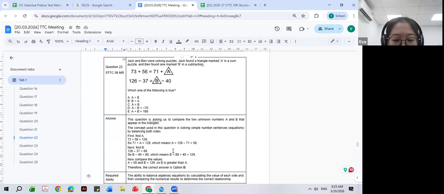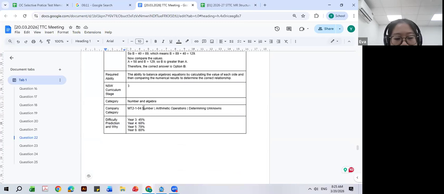Then we will compare A and B. So A is 58 and B is 129. So B is larger than A. We choose correct answer B. Common category EMT2 104 number arithmetic operation determine unknowns.